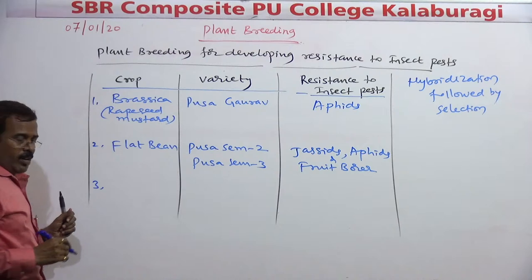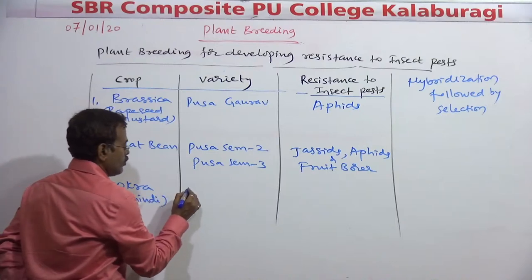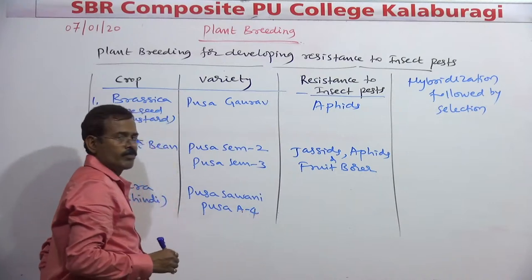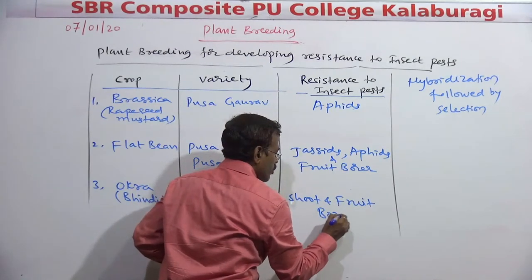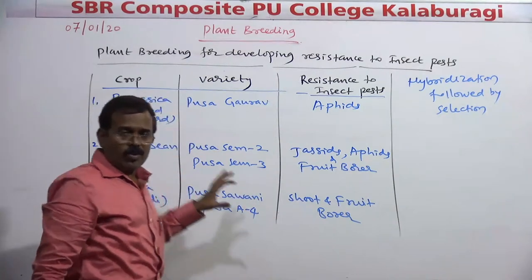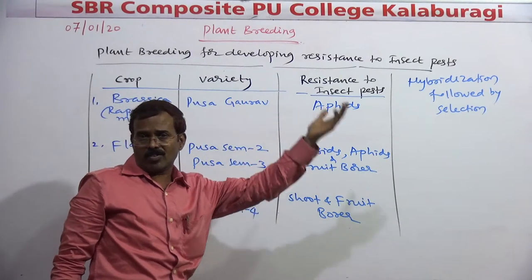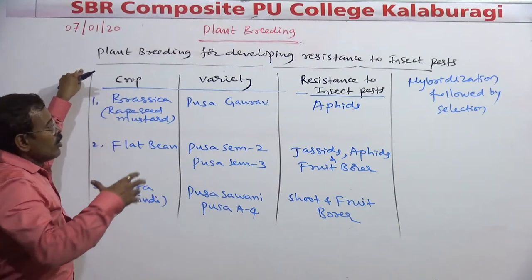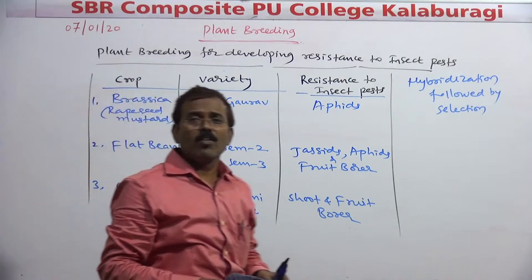Then another example is okra, that is bhindi, lady's finger. The varieties are Pusa Sawani and Pusa A4. These are resistant to shoot and fruit borer insect. So these are certain crop varieties resistant to different insect pests. This table also we have to remember. The table of disease resistance and the table of insect resistant plants are very important from the NEET point of view. So this is one more objective, plant breeding for developing resistance to insect pests. Now moving on to the next one, plant breeding for improved food quality.